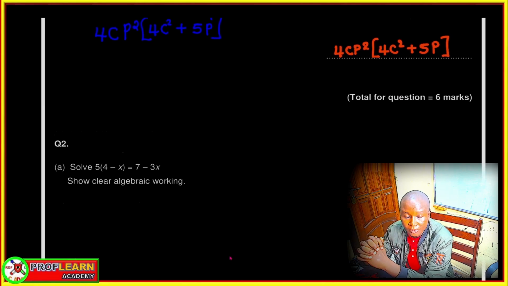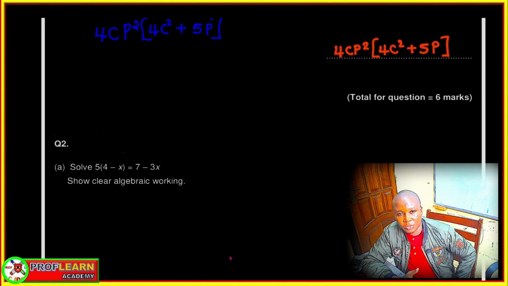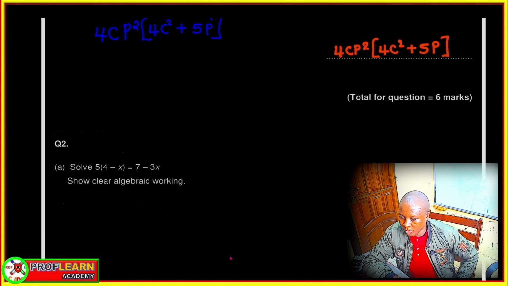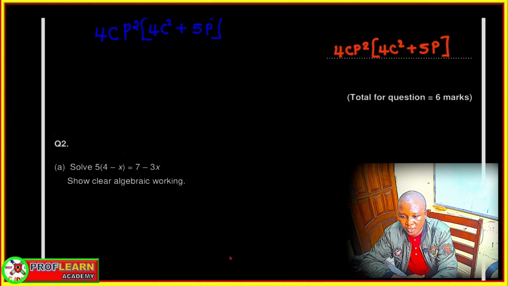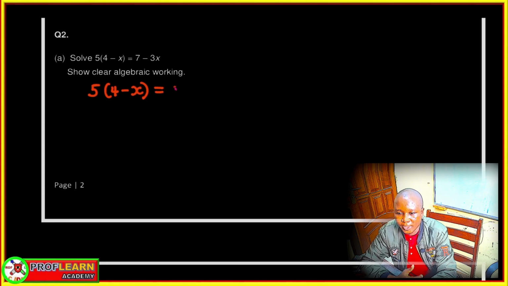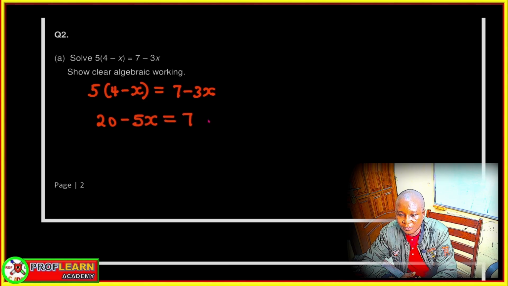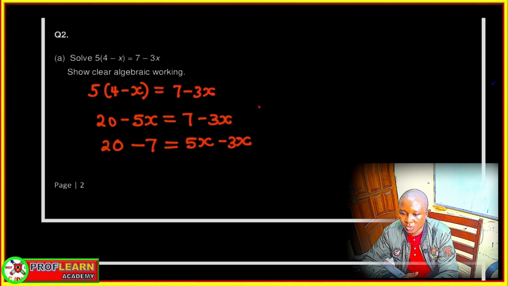So let's move up so that we can check what other questions you can be given. Other questions that you can also be tested on are questions to do with solving equations. If you are told to solve equations, the first thing you need to do is try to expand and put the like terms together. Here we are given 5 into 4 minus x is equal to 7 minus 3x. So we need to expand the bracket, because 5 is going to be multiplied by 4, that's 20. 5 times minus x will be minus 5x, and 7 minus 3x. Then we put the like terms together, which translates to 13 is equal to 2x.